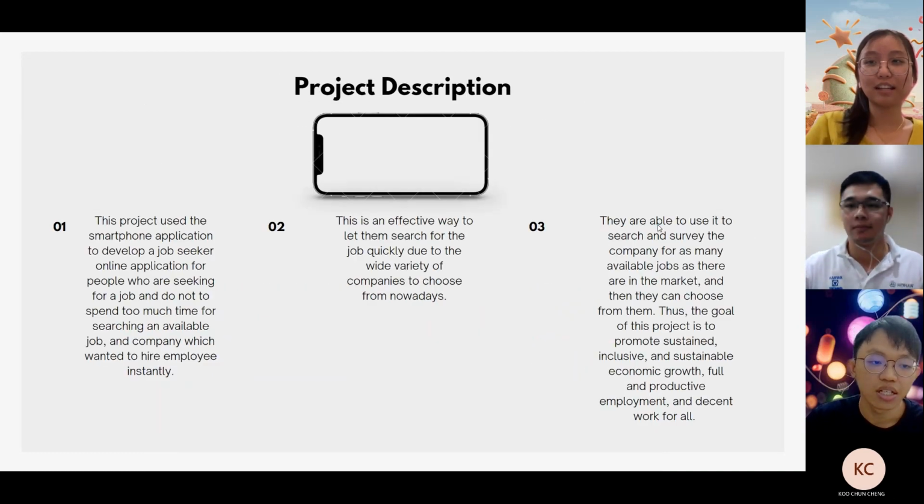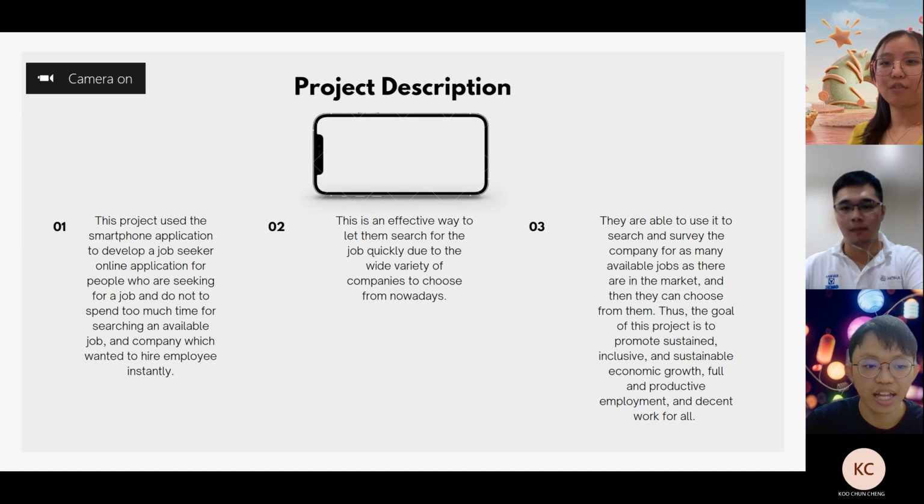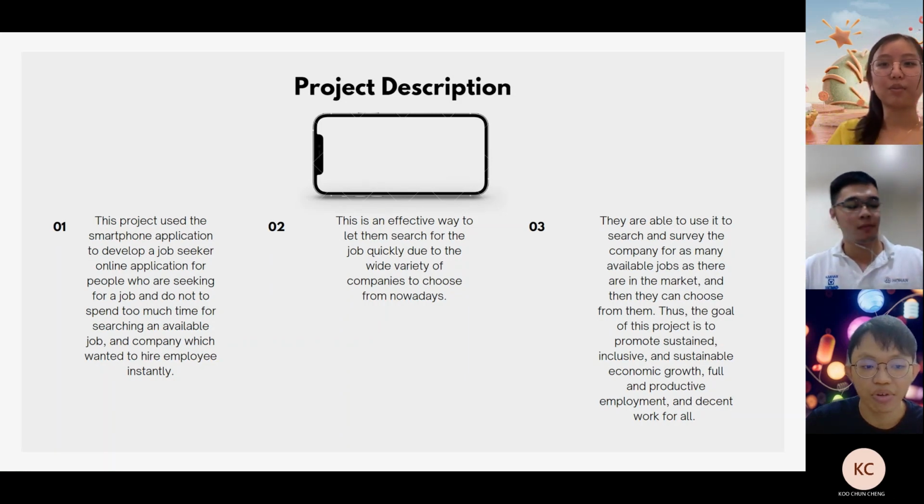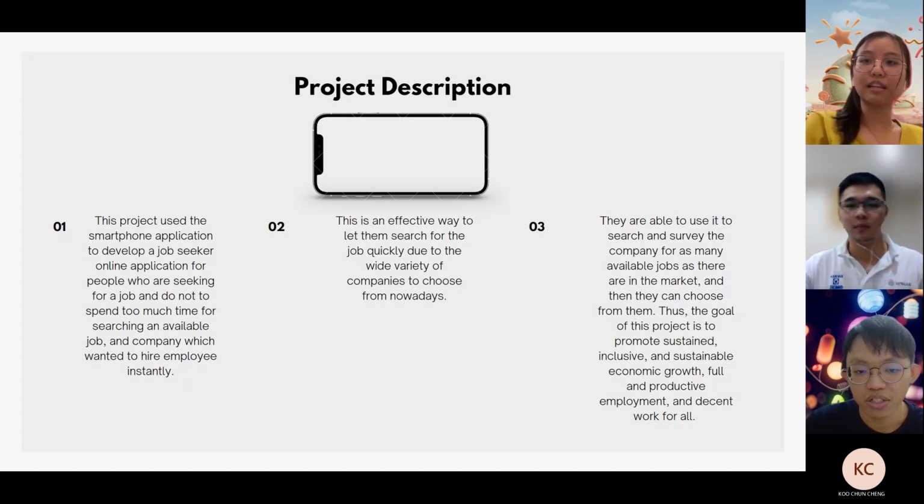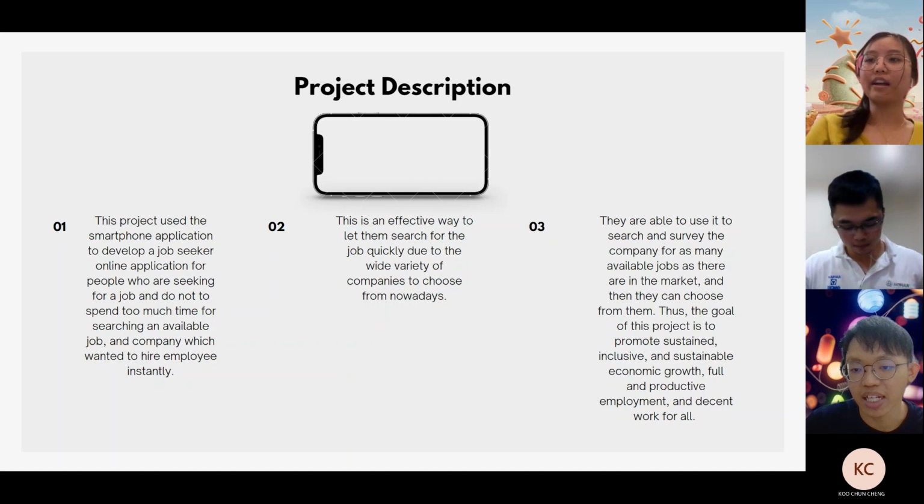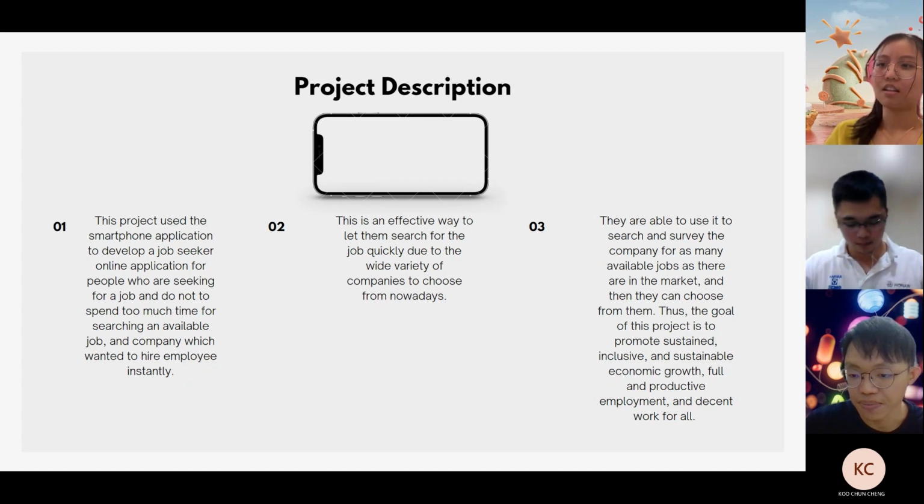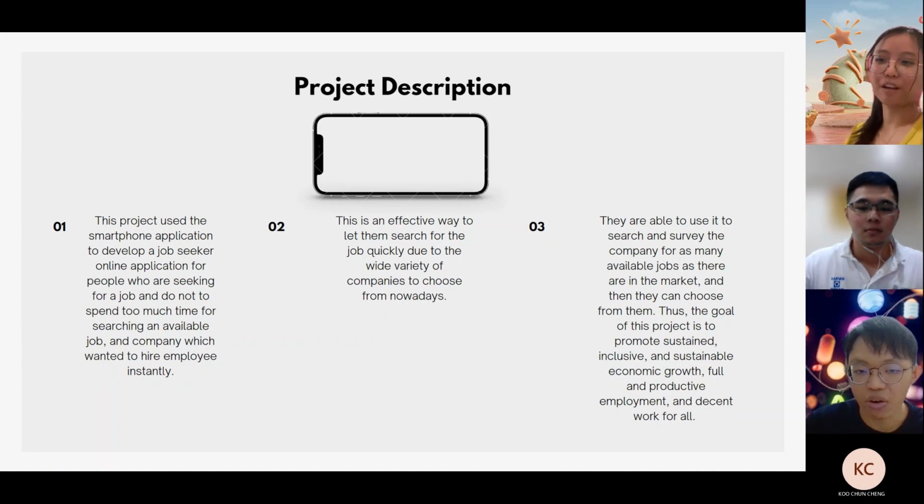Now the project description. This project uses a smartphone application to develop a job seeker online application for people who are seeking a job and do not want to spend too much time searching for an available job, and for companies which want to hire employees instantly. Second, this is an effective way to let them search for jobs quickly due to the wide variety of companies to choose from nowadays. And third, they are able to use it to search and survey the companies for as many available jobs as there are in the market, and then they can choose from them. Thus, the goal of this project is to promote sustained, inclusive, and sustainable economic growth, full and productive employment, and decent work for all.